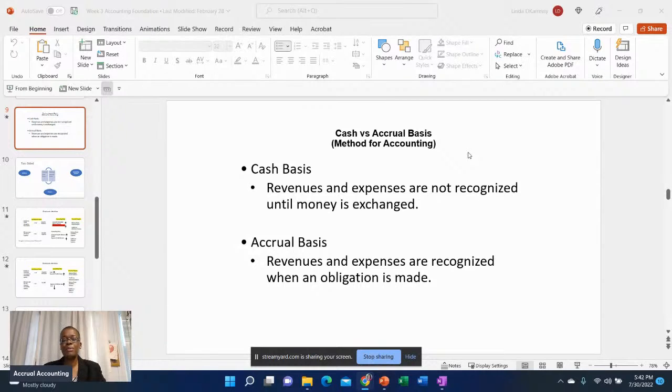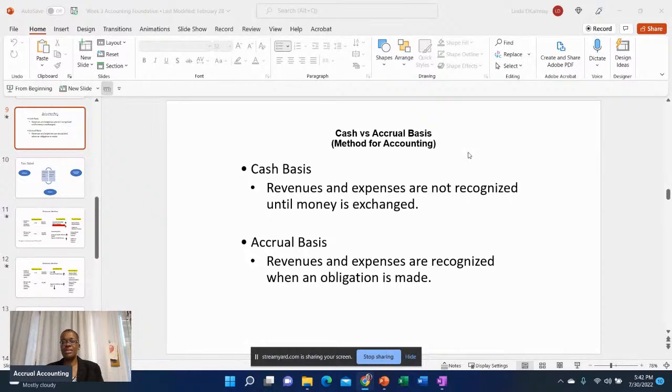So, a term that is often used when talking about financial statements, particularly by those in the banking industry or accounting professionals, is accrual basis accounting. You may even hear cash basis. Accrual basis really confuses some people.